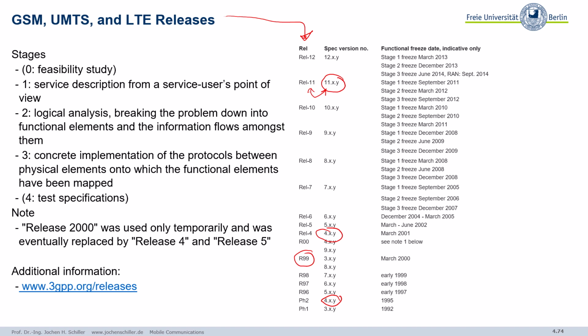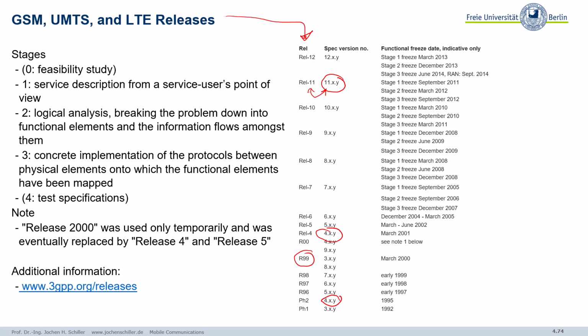And then after discussion, you start with stage 1. Stage 1 means you describe the service from a service user's point of view. You do not describe implementation or what's internally, which kind of elements you need. It's just the service. So for example, the user will get 1 gigabit per second. Okay. Then at least we have a service and an interface.